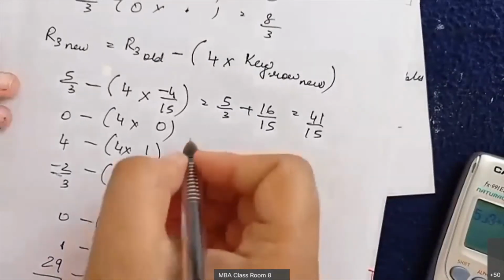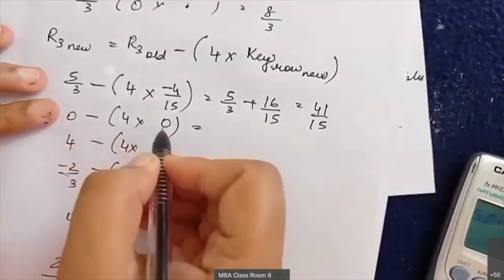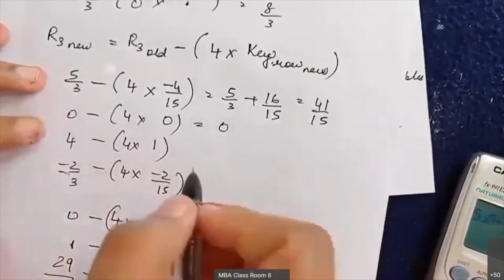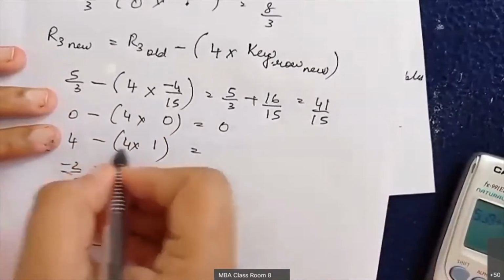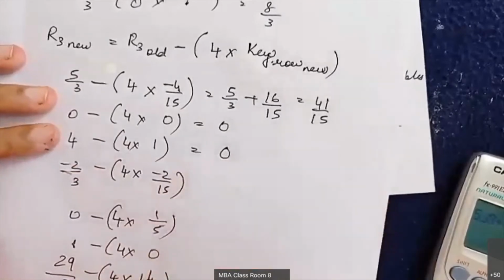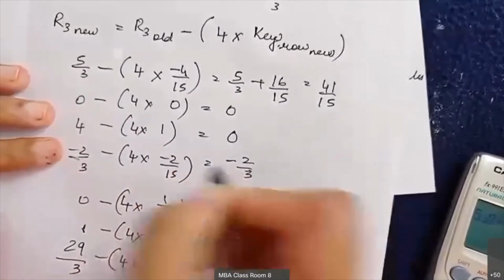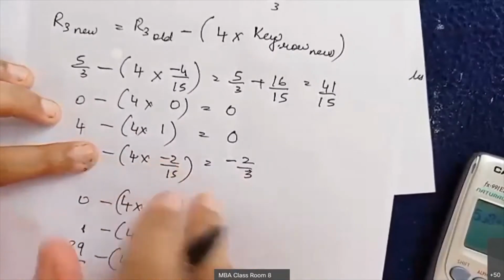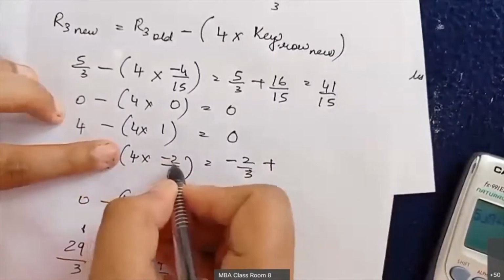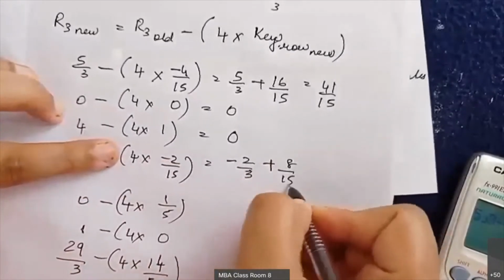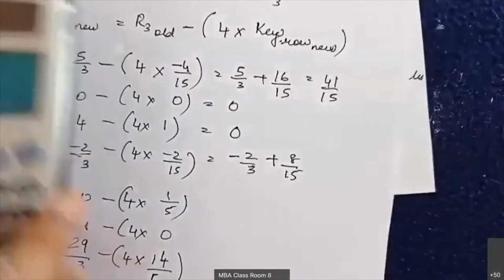Okay. Next one. 0 minus 4 into 0. 4 into 0, 0. 0 minus 0, 0. Now next one. 4 minus 4, that is 0. Then minus 2 by 3. Here minus and minus you will have plus. Okay. 4 into 2, 8 divided by 15. Take out a calculator and find it out.